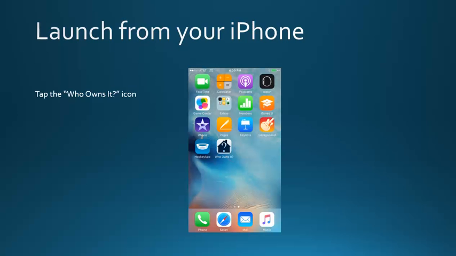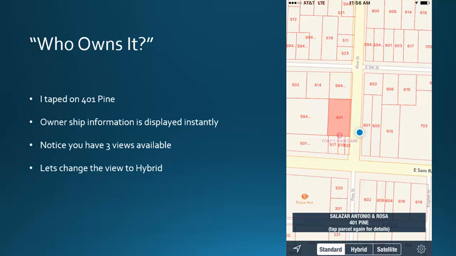Here's the icon that would reside on your iPhone. You see the picture of the house with the question mark. Simply push it. Here I was in downtown Bonham, and the blue dot is where I'm located. I tapped on 401 Pine. Notice ownership information is given at the bottom of the screen.